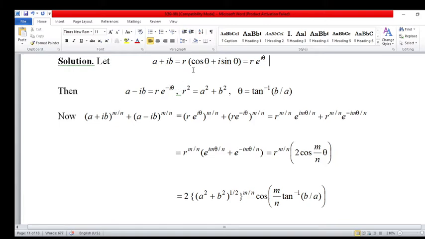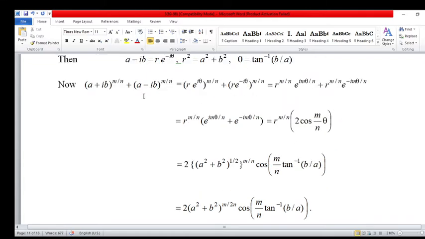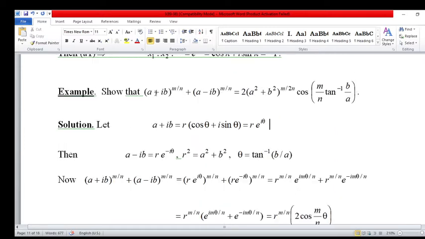and a is equal to r cos theta and b is equal to r sin theta. From this we obtain r square is equal to a square plus b square and theta is equal to tan inverse b upon a. This is the polar form for r and theta. Now come back to our statement. This is the first number, this is the second number.